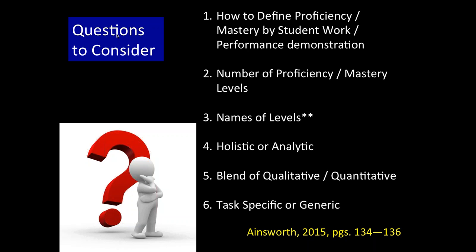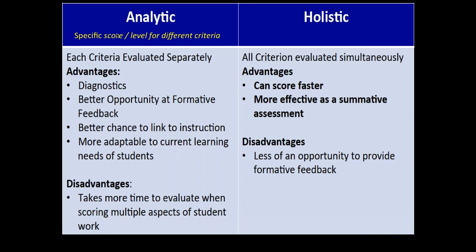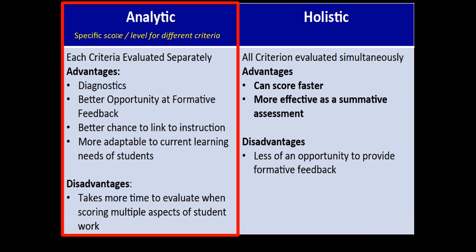Some of the webinars have a supporting handout. One of the points I want to make is the difference between an analytic and a holistic scoring guide. We're probably going to err on the side of using more analytical scoring guides, where each criteria is evaluated separately. We can be a better diagnoser of the elements within the criteria of what students are missing or not, and provide formative feedback. You'll see that in the examples that I'm going to provide momentarily.